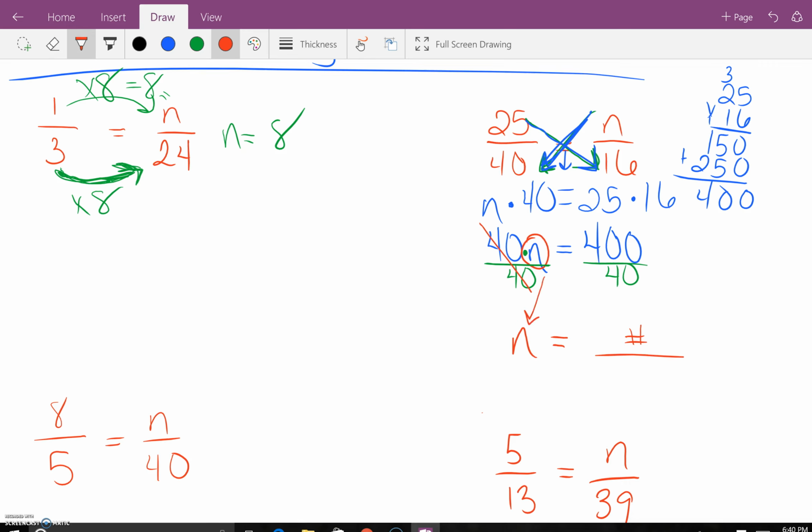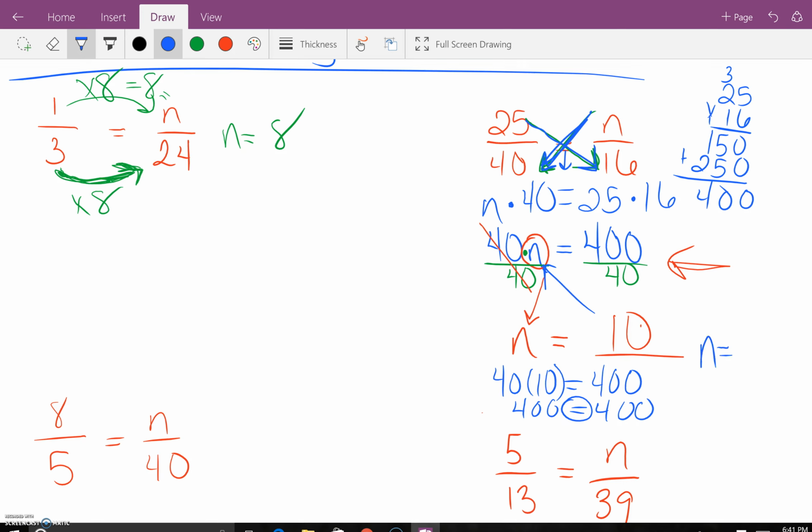And 400 divided by 40 on this side is going to give us 10. So we said that n equals 10, and if we want to check that, we can simply, where the n is, insert our 10 and see if we get 400. And in this case we do. So we know that the answer is n equals 10.